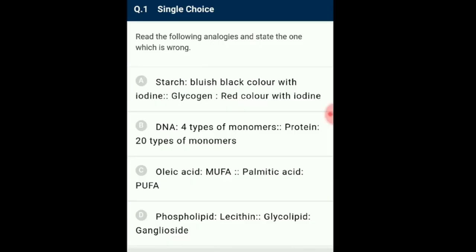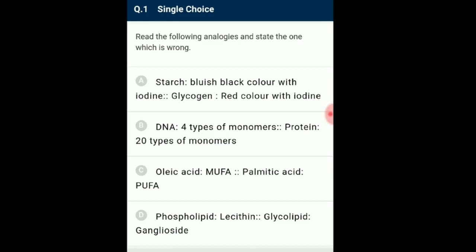Question number 1. Read the following analogies and state the one which is wrong. Starch, glycogen and cellulose are homopolysaccharides as these consist of only one type of monomers. Starch and glycogen consist of branched and unbranched chains, while cellulose has only unbranched chains. Hence, when iodine is added to starch and glycogen, it forms complexes with the branched part which appear blue or red respectively. These complexes are not seen in cellulose.